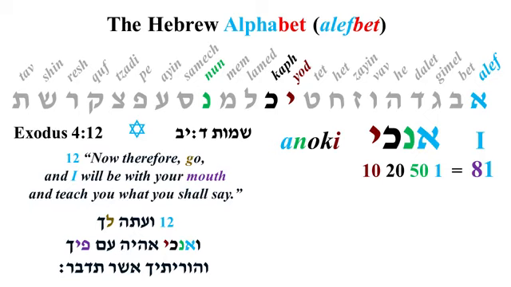And it's kind of cool. This verse, he says, I will be your mouth. And this is, Anoki is I. So God is telling Moses, I, Anoki. The word Anoki is Aleph is 1, Nun is 50, Kaf is 20, and Yod is 10. The word I adds up to 81.